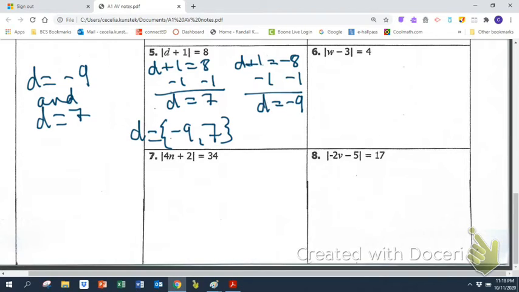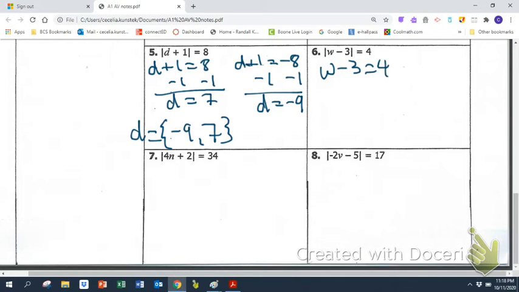So let's look at this next one. Let's see if you can figure this out. Okay, so on this one, we're going to say w minus 3 is equal to 4. Then w minus 3 is equal to negative 4.